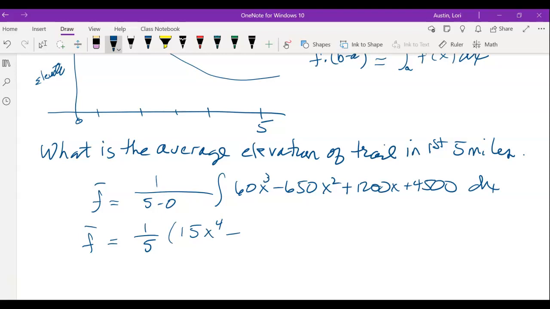So the next one is going to be 650x cubed over 3, correct? That does not reduce. Just leave it.